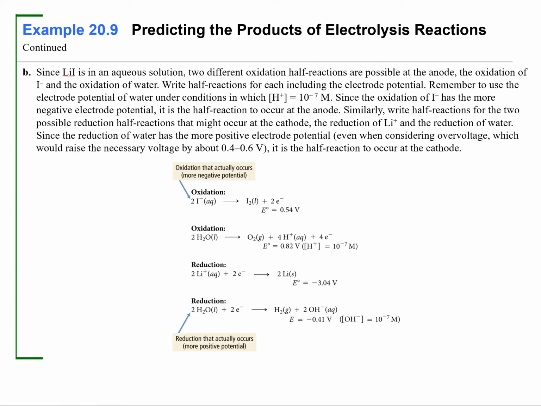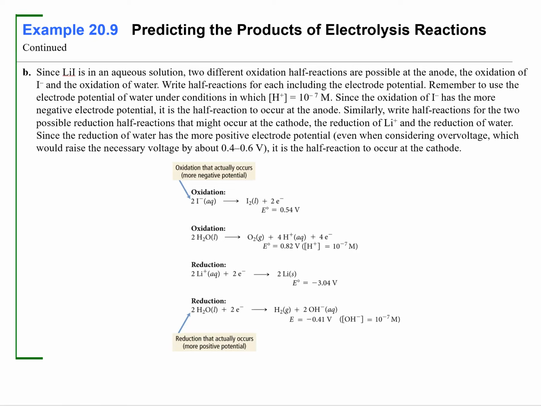So remember to include the electrode potential of water, since it's under aqueous conditions, under standard conditions, and that's going to have a concentration of protons under normal conditions, because pH is going to seem to be neutral, of 10 to the negative 7 moles per liter. So since the oxidation of iodide has more negative electrode potential in this particular case, it's the half reaction that's going to occur at the anode.